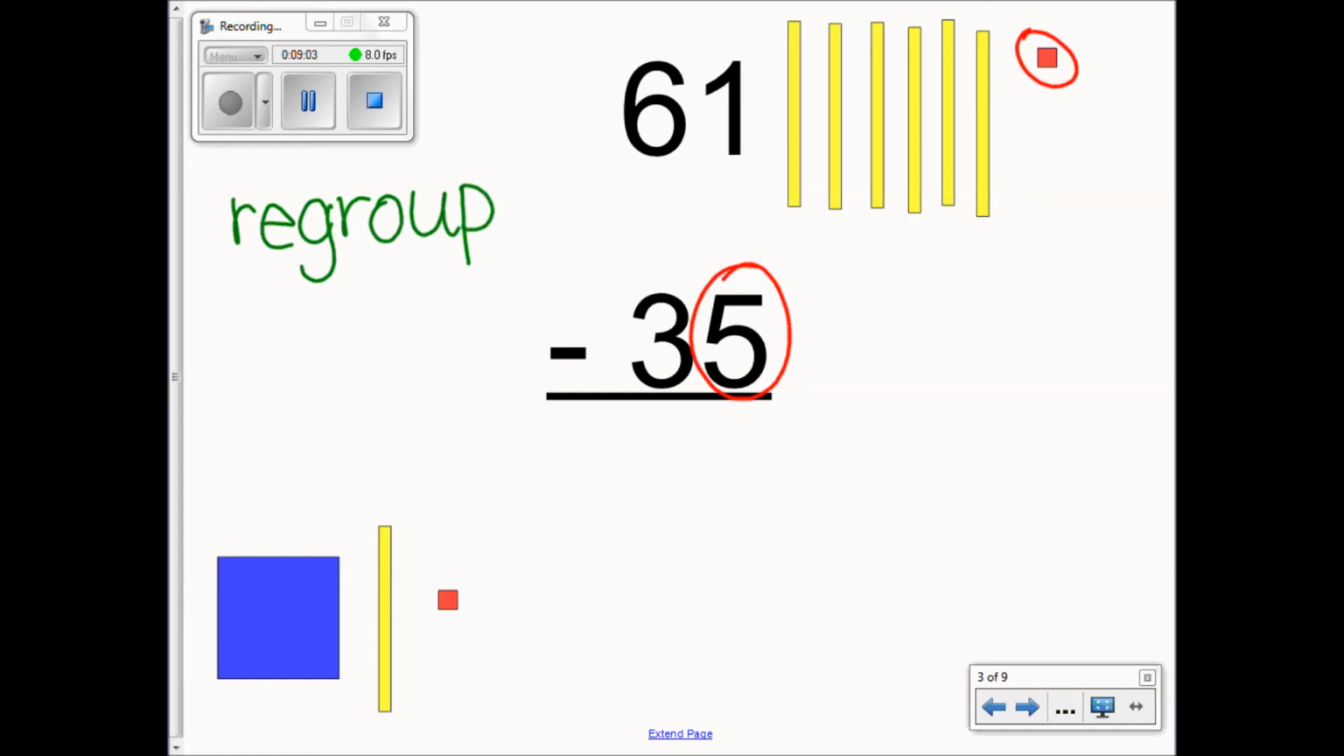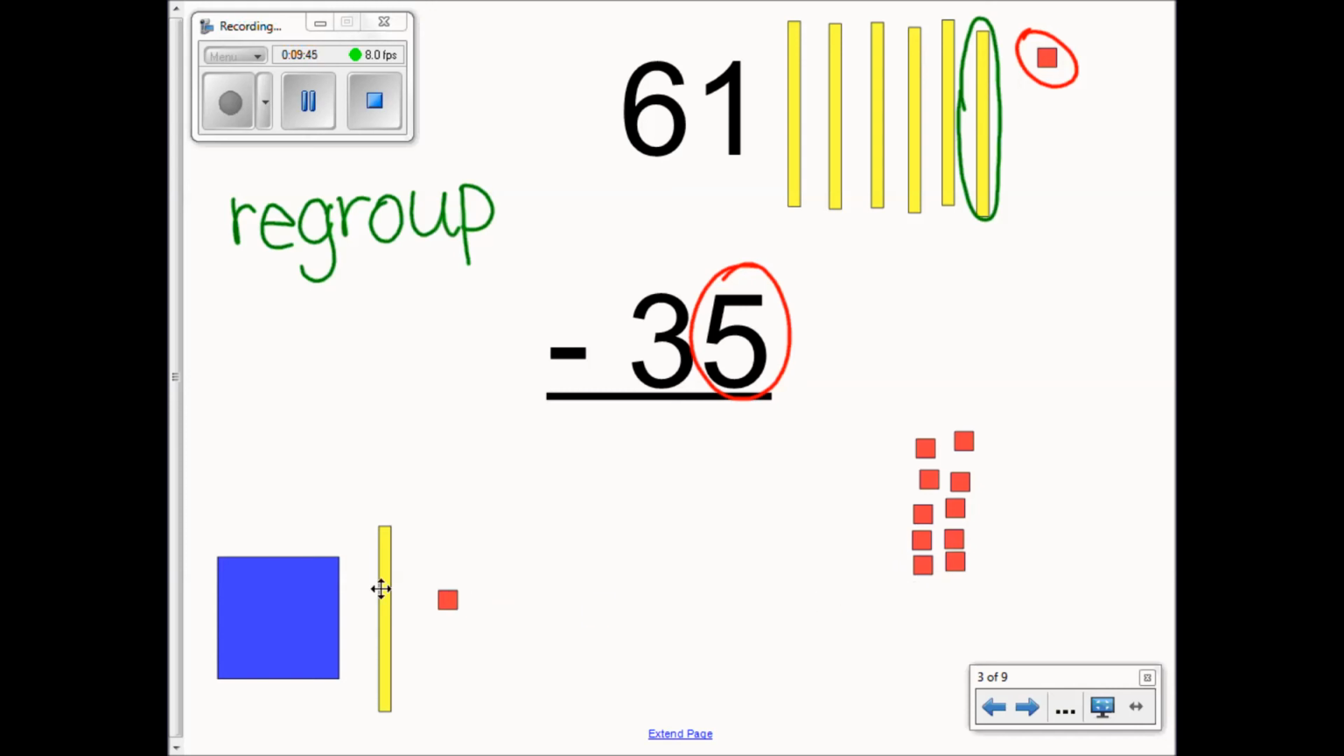This 10 right now is grouped as a 10 long, right? That means I can take this 10 right here and I can regroup it. Instead of it being a 10 long, I can turn it into 10 ones. I'm going to turn it into 10 ones. And I'm going to do it down here first, away from my problem. So I'm going to regroup. That means to group it again. I'm grouping it in a different way.